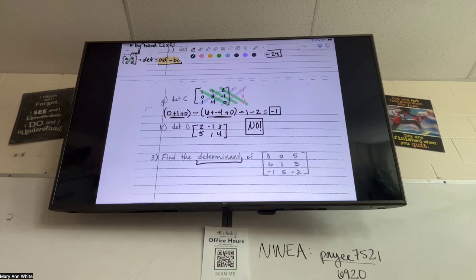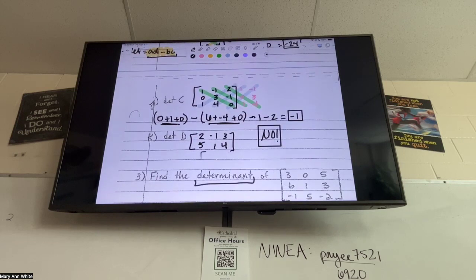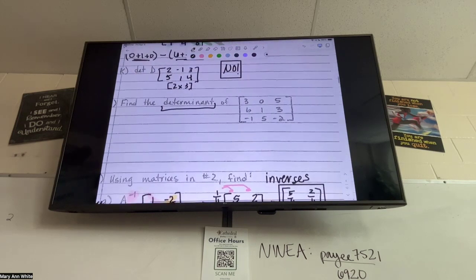Okay. Let's go ahead and try number 3. Do you want me to be quiet? You want to try it on your own? Okay, I'll be quiet for a little bit and then I'll help you out. D is not a square because it is a 2 by 3 matrix, and is that the same number of rows and same number of columns? So square matrix has the same number of rows, same number of columns. All right, go ahead and do the determinant of number 3.